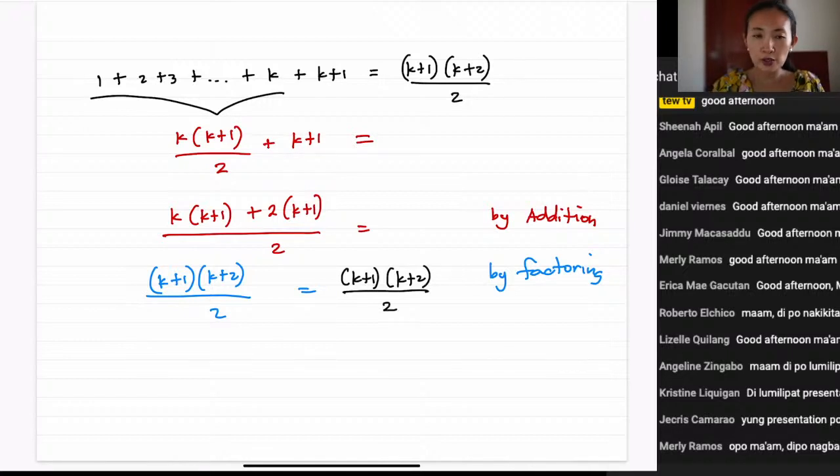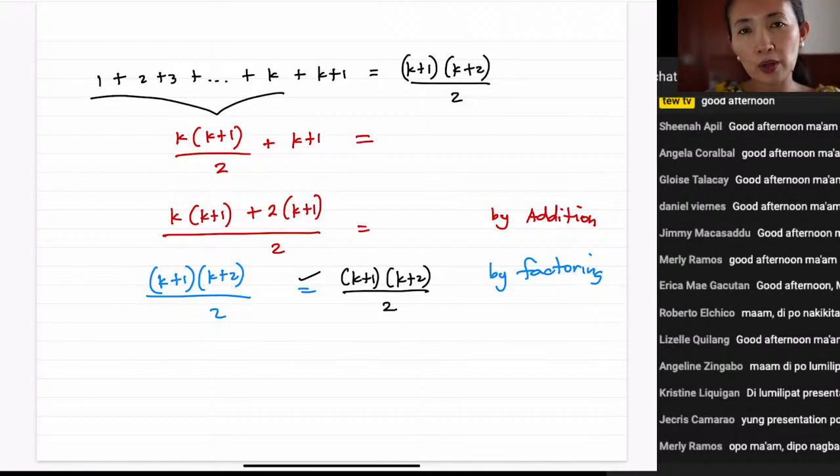Okay, that's it. So we were able to prove that the formula holds for n is equal to k plus 1. Take note that even 1,000 examples, 1,000,000 examples, hindi yun enough to support a claim or to test a hypothesis or a conjecture.